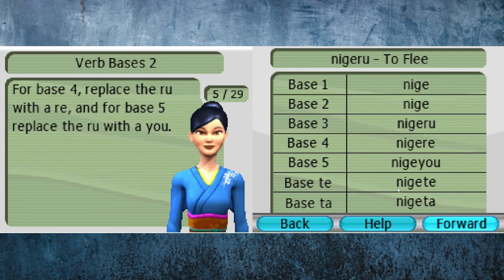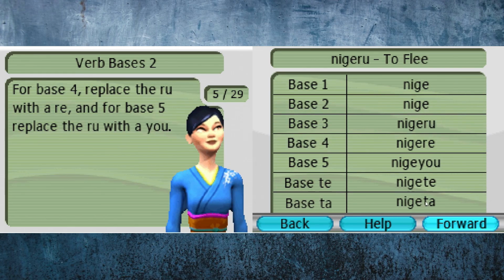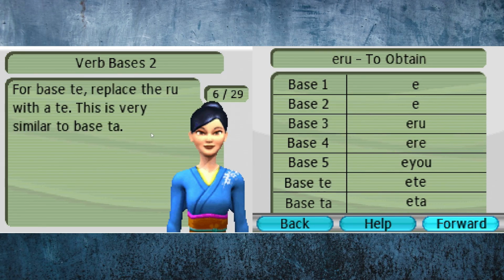And te form is nigete. You drop the ru and replace it with te. And this is te form, and ta form, base ta, is nigeta, to say something happened in the past, I think. And yeah, ta form. For base ta, replace the ru with ta. This is very similar to base te.